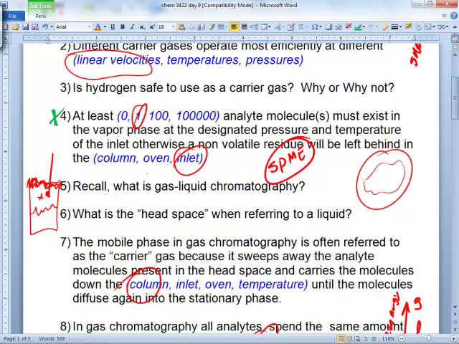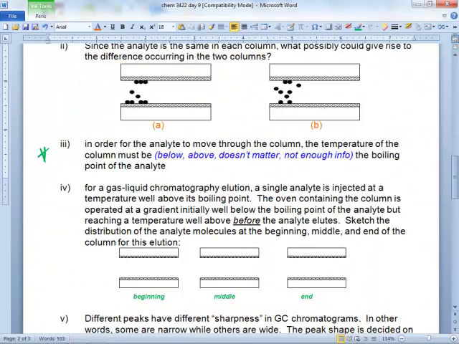Oh, only one analyte molecule needs to be in the vapor phase. If you're a pure liquid, you're in the liquid phase. Do you have anything in the vapor phase? Yes, it's called what? Vapor pressure. Does every single liquid on the planet have a vapor pressure? Yes. You bet. Okay.